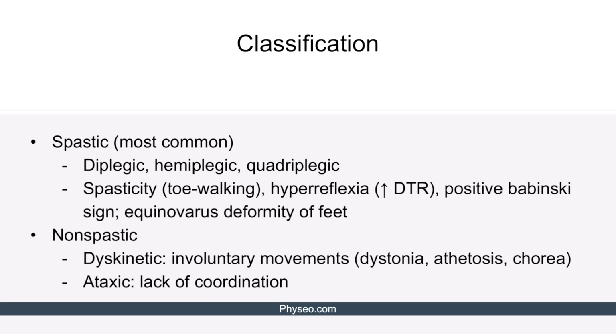Let's now discuss the non-spastic type of cerebral palsy. Patients with dyskinetic subtype present with involuntary movements such as dystonia, athetosis, and chorea. Dystonia is the involuntary sustained muscle contraction. Athetosis consists of slow, writhing movements, and chorea consists of rapid and irregular dance-like movements. Finally, cerebral palsy can also rarely present with ataxia or lack of coordination.